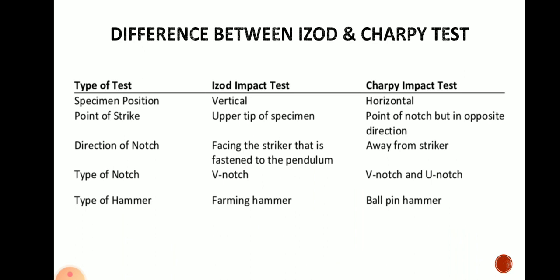Fourth difference, type of notch. So in Izod test you have seen only V kind of notch can be made or is used, but in Charpy test V notch or U notch can be made and used for the test. This is the fourth difference. Next difference, type of hammer. So generally for Izod test forming hammer is used, whereas in Charpy test ball peen hammer is used. These are the two types of hammer that are used in the Charpy and Izod test. Types of hammer are different for different tests.